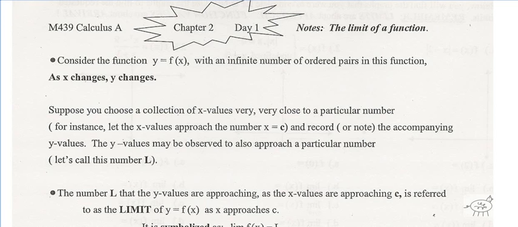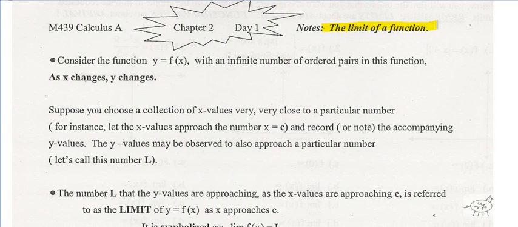I'm just going to highlight some things because you should have this in front of you, math fans. And again, this is limits of a function. It says consider the function. I'm going to read some of this. The main part of the notes is coming up with the graphs and everything, but this is just some basic things. It says consider the function y equals f of x with an infinite number of ordered pairs in this function. As x changes, y changes, of course, right? That's kind of how a function works.